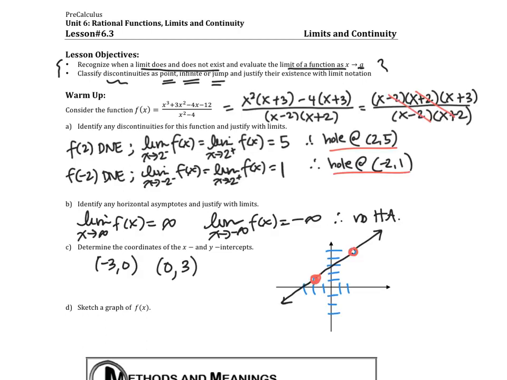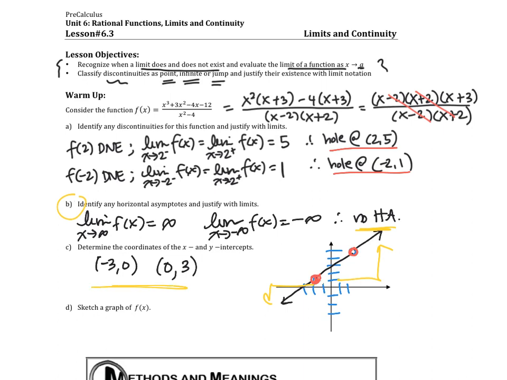So if you completed this, you should have gotten a hole at (2, 5) and a hole at (-2, 1). I factored the numerator by grouping, and x squared minus 4 factors to (x minus 2)(x plus 2), so you should see that. Both of those canceled, which means you had 2 holes there. Then we end up with the line, so there isn't a horizontal asymptote. As x goes to infinity, y goes to infinity, and as x goes to negative infinity, y goes to negative infinity. That's our end behavior. Therefore, there is no horizontal asymptote.